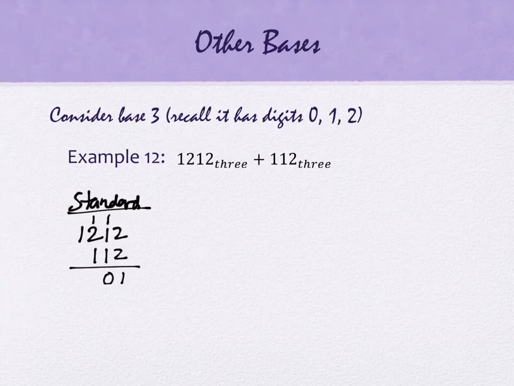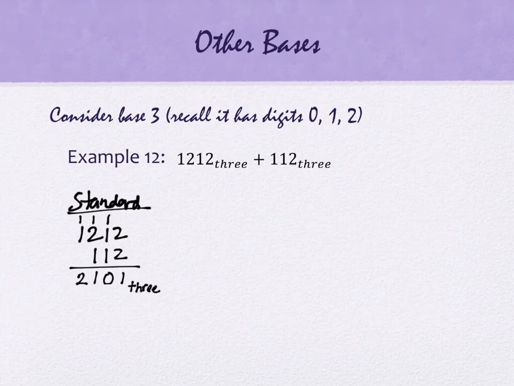0. Now I've got my 3 squared column. 1 plus 2 plus 1 is 4, which is 1 3, 1 left over. And then in my 3 cubed column, I have 2. So this is 2 1 0 1, base 3. Make sure you're writing your subscripts for your bases when you encounter them.